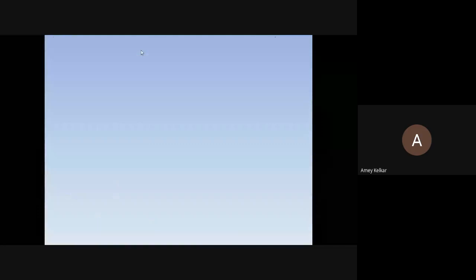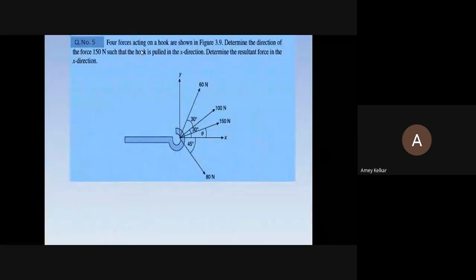Okay, so going further in today's class, again this fifth example. Now, using your common sense, can anyone voluntarily tell me what is there and what has to be done here?